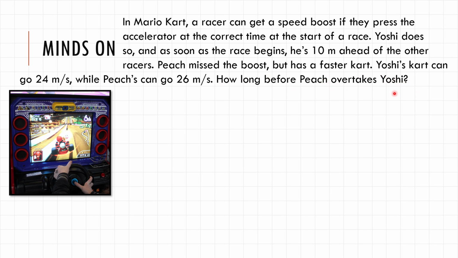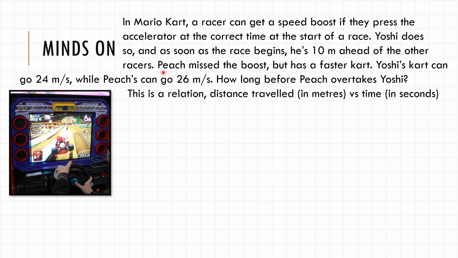This is the question that we're going to be examining to help us figure out what this point of intersection stuff is, okay? So what is happening here is there are linear relations, right? For both of these racers, we can measure the distance they have traveled, how far their carts have been driven, compared to time, the number of seconds that have passed. This is a relation between two quantities, distance traveled and time. And Peach and Yoshi have two different distances traveled over time.